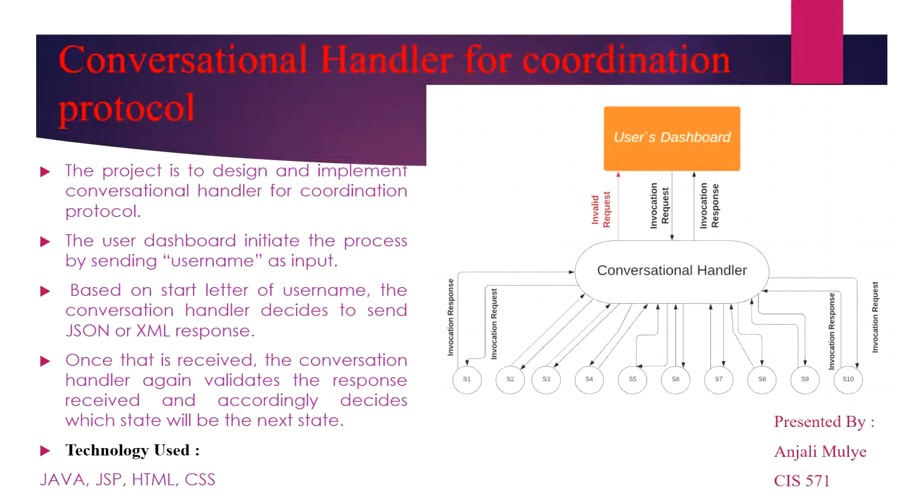The user dashboard initiates the process by sending a username as input. Based on the start letter of the username, the Conversation Handler decides to send a JSON or an XML response. Once a JSON or XML response is received, the Conversation Handler again validates the response and accordingly decides which state will be the next state.